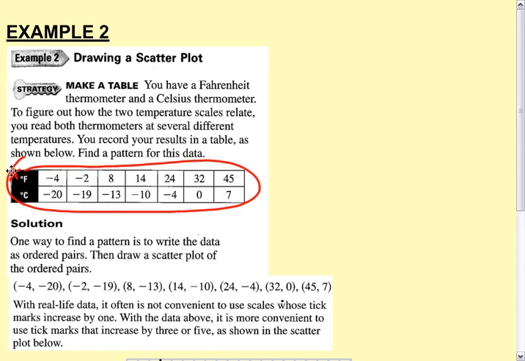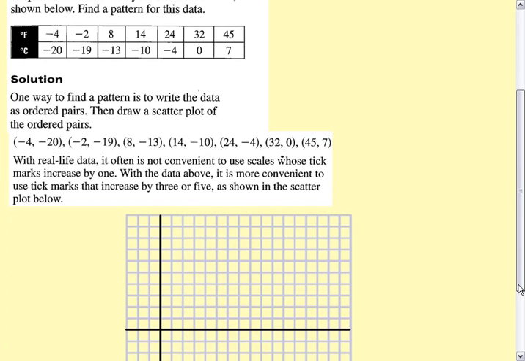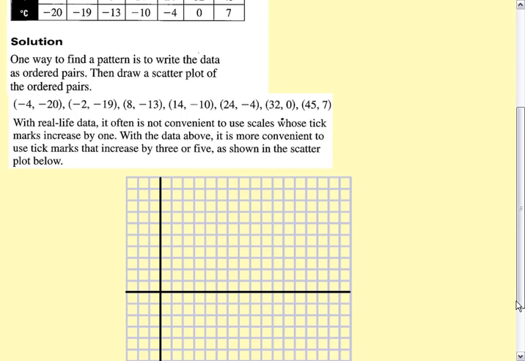Now, we've got a table of values here, but we don't have X and Y. What do we have? Vivian, turn around, please. What do we have, Elizabeth? We don't have X and Y. What do we have? F and C. So our axes aren't going to be X and Y. They're going to be F and C.